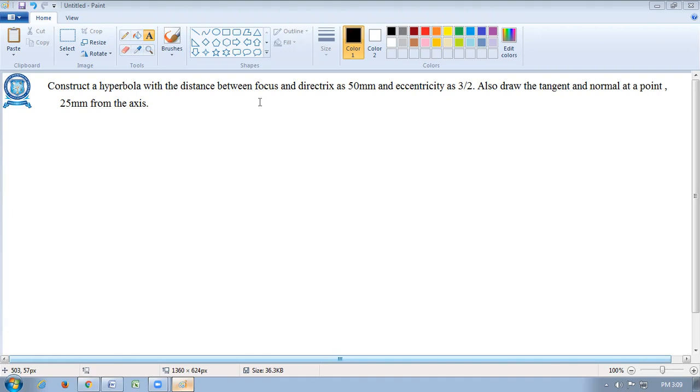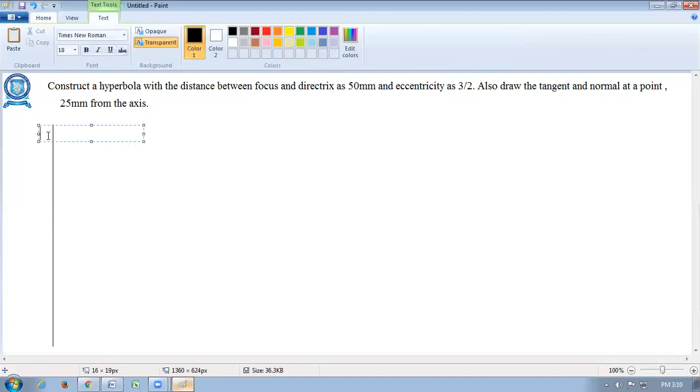So the first procedure is we have to draw a fixed straight line, that is the directrix. Name it as D dash and D.